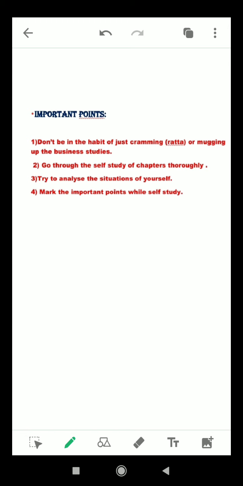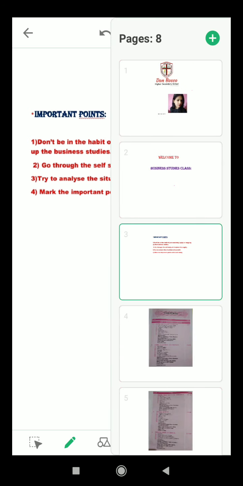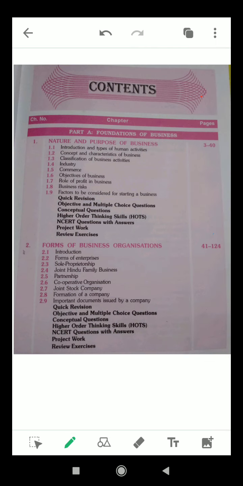So in the business studies subject of first year, we have a total of 10 chapters. Hope you all have got your business studies book and gone through the content. Our business studies chapters are divided into two parts, part A and part B. In part A, we have a total of 6 chapters and in part B, we have 4 chapters. I'm going to read out the names of the chapters.